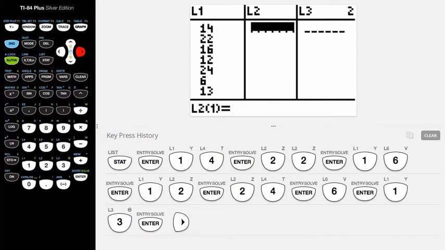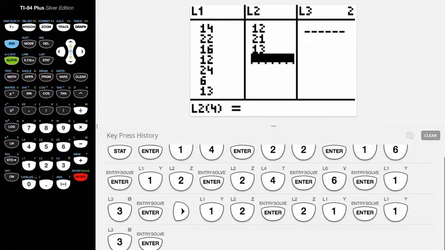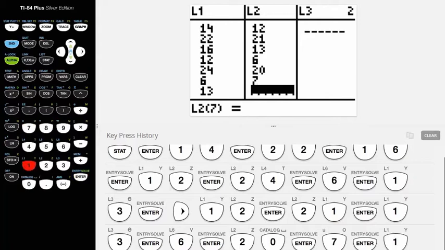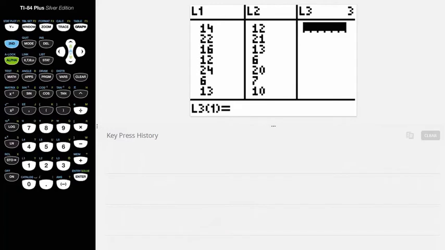Moving over to L2, I want to type in population 2: 12, 21, 13, 6, 20, 7, 10. Move over to L3, then up, and now I'm ready to find d sub i, which is the difference between population 1 and population 2.